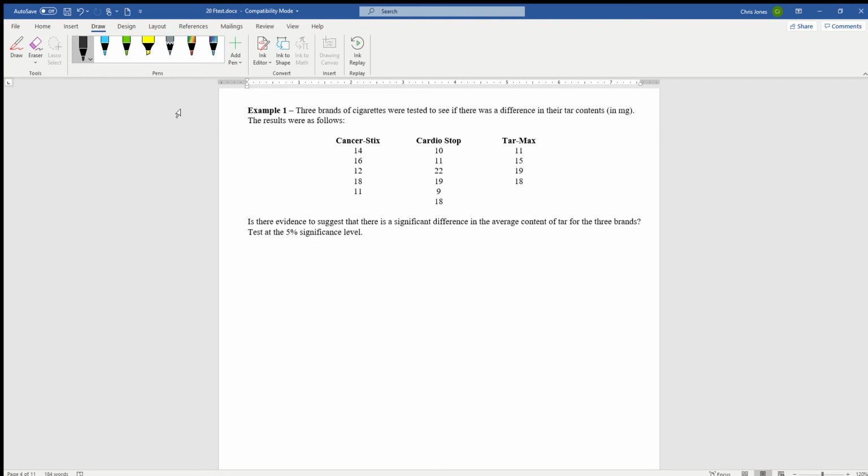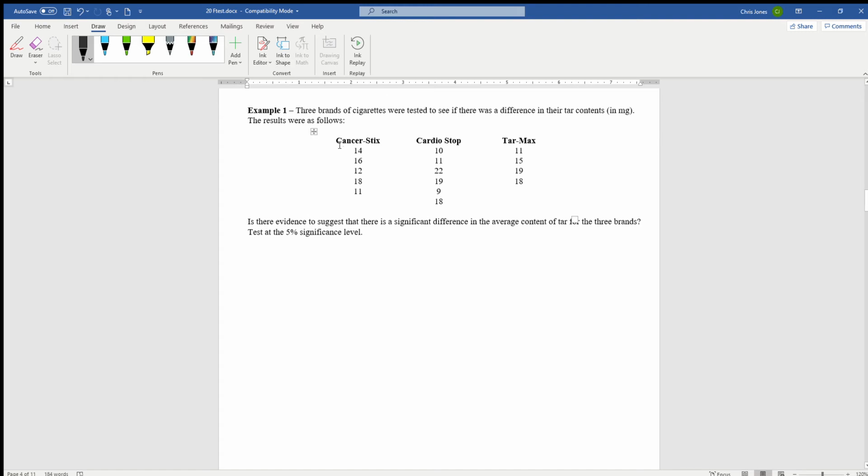So a first example of being able to use the F-test to determine if there's a significant difference between 3 or more means. Suppose we have 3 brands of cigarettes and they were tested to determine if there was a significant difference in the tar contents given in milligrams. So the following was the results.